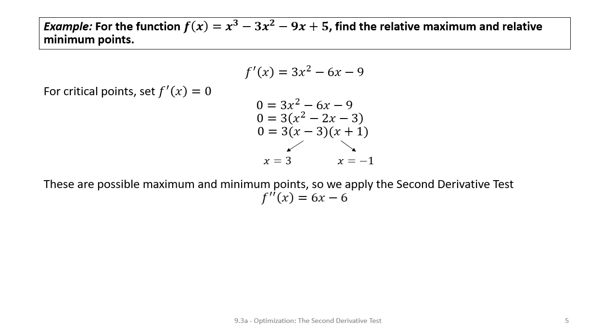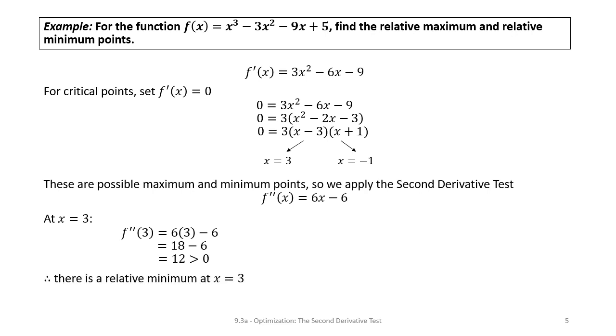So we get the second derivative, f double prime of x is equal to 6x minus 6. And we'll consider each critical point separately. So let's start off with x equals 3. So at x equals 3, we'll substitute x equals 3 into the second derivative. So we'll read it as 6 times 3 minus 6. This gives us 18 minus 6, and finally 12, which is a positive number.